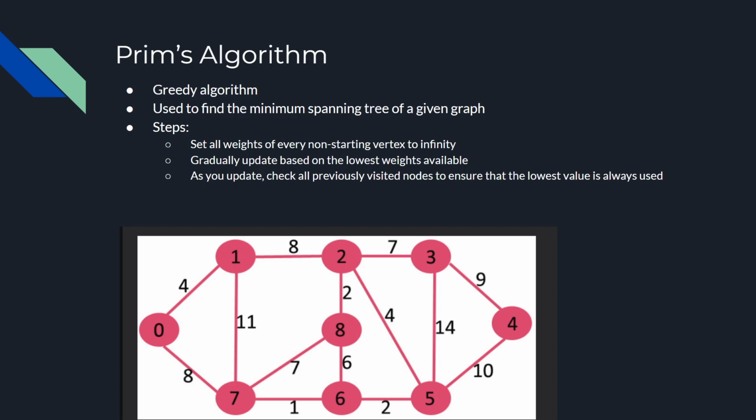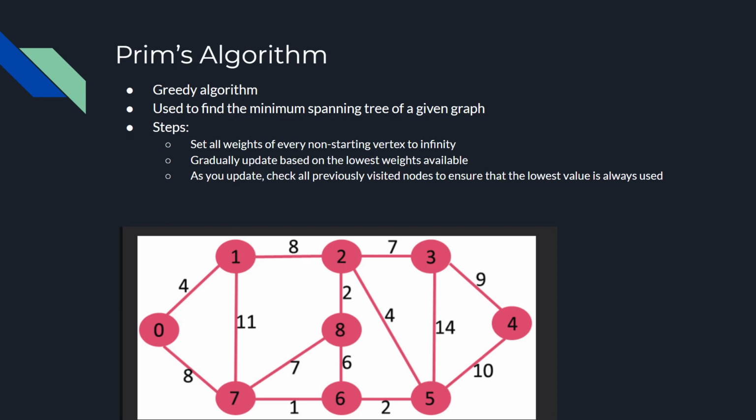For example, in the picture below, if we started at 0, 1 and 7 would both have weights initially of infinity. But as the distance from 0 to 1 is 4, which is lower than infinity, the weight of 1 gets updated to 4. Likewise, with 0 and 7, the weight of 7 gets updated to 8. This continues so on until you find the minimum spanning tree.